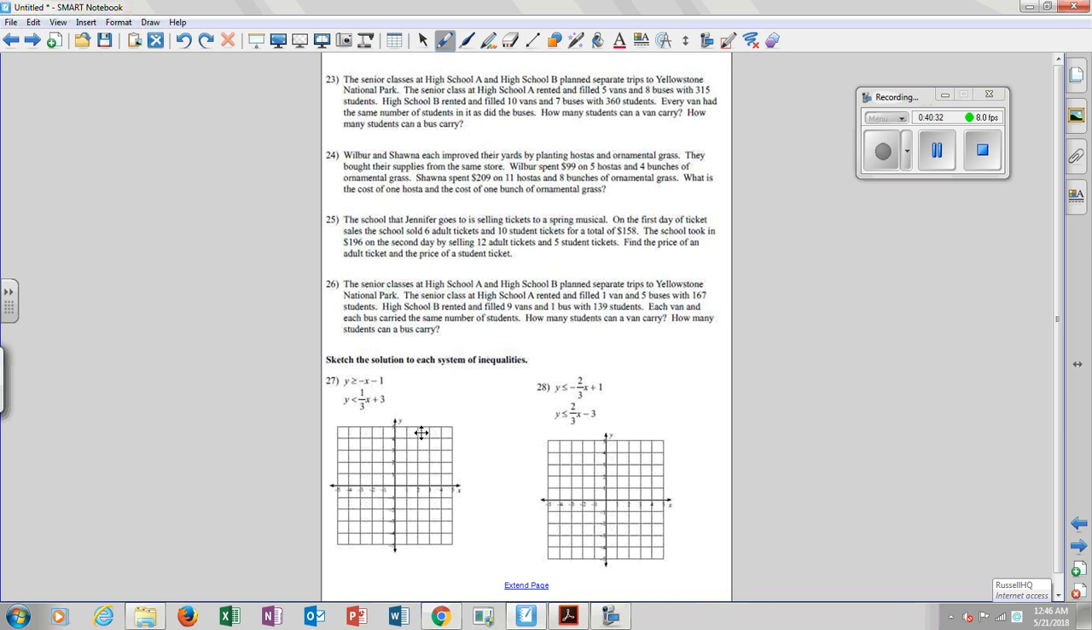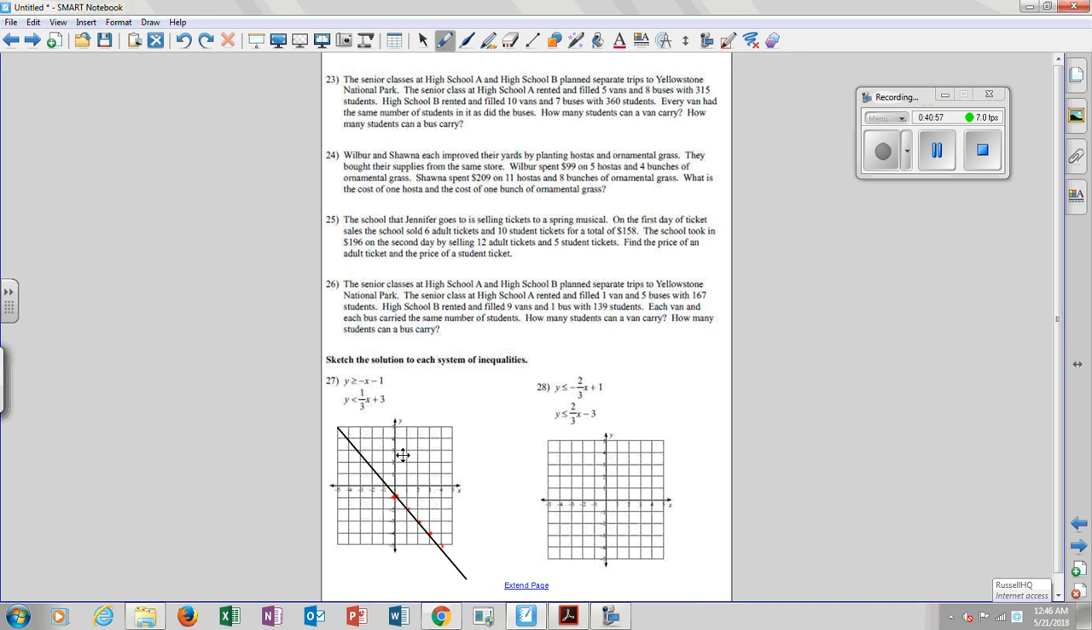Number 27, we start at negative x minus 1. So you go down 1, make a dot. You go down 1, right 1, down 1, right 1, down 1, right 1, down 1, right 1. Solid line because you have the equal sign. And you would be shading above it.